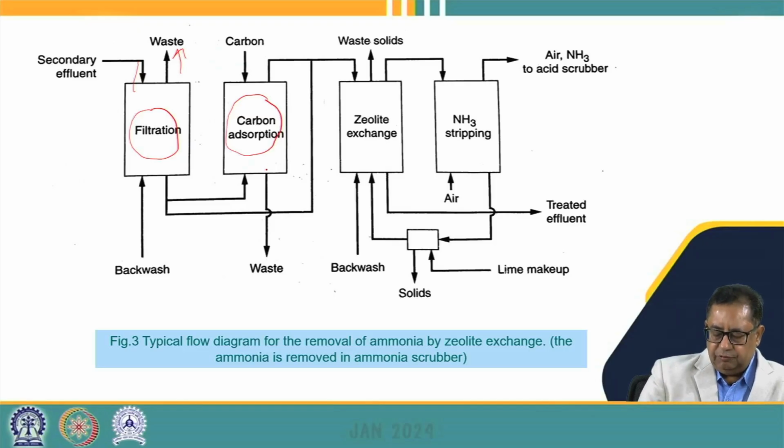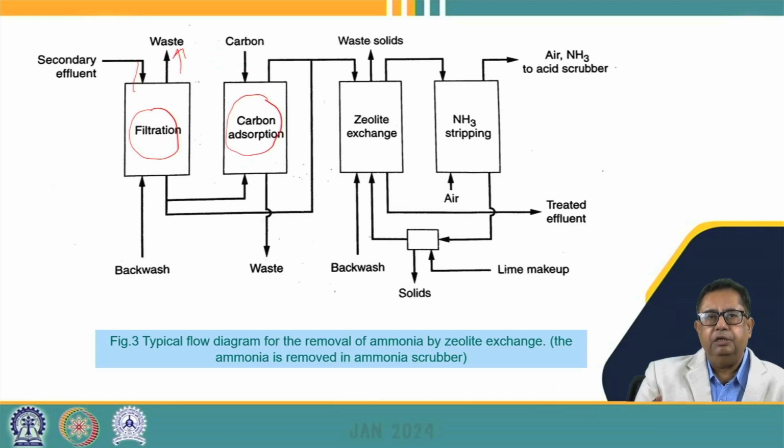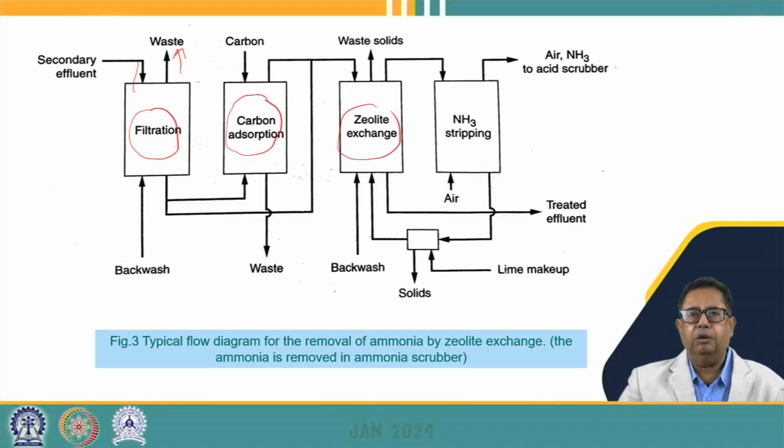So here we can see that the waste is coming out from here and the water which gets treated after the carbon adsorption. We can see here that the filtration and the carbon adsorption are just acting like a pre-treatment for the secondary effluent process. After the carbon adsorption, the wastewater goes into the zeolite exchanger here. After filtration also we can bypass some of the water so that it can be taken to the zeolite exchanger, depending upon the amount of organics which are present in the wastewater.